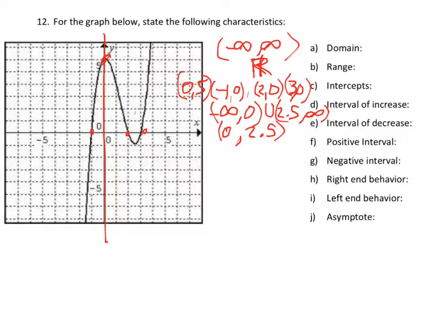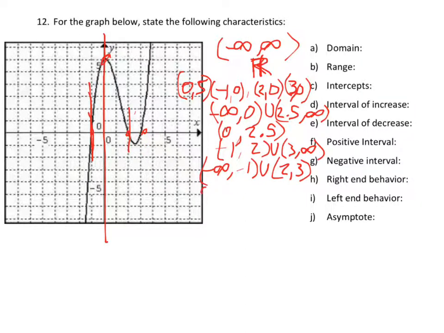The positive interval, that's everywhere it's above the x-axis, which is from this x value to that one, from negative 1 to 2. There's also another one picking up right here on 3 until infinity. The next part, the negative interval, that's before you reach negative 1, so from negative infinity to negative 1. And the next interval is going to be this little piece there from 2 to 3.